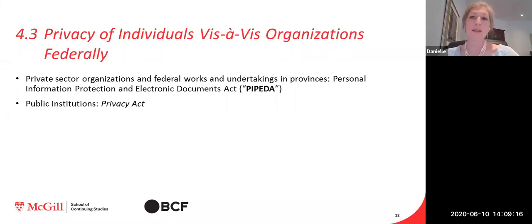PIPEDA will also apply, or at least the federal government will take jurisdiction, if we're talking about cross-province transactions. So if I have a Quebec company that has branches across Canada and there's a breach, it'll probably be the federal law that applies. Obviously, it may get contested, but it's better to go with the federal law. Public institutions in Canada are regulated by the Privacy Act, which is more or less the same approach, but just so you know, we're talking about private institutions, so we'll be talking about PIPEDA.